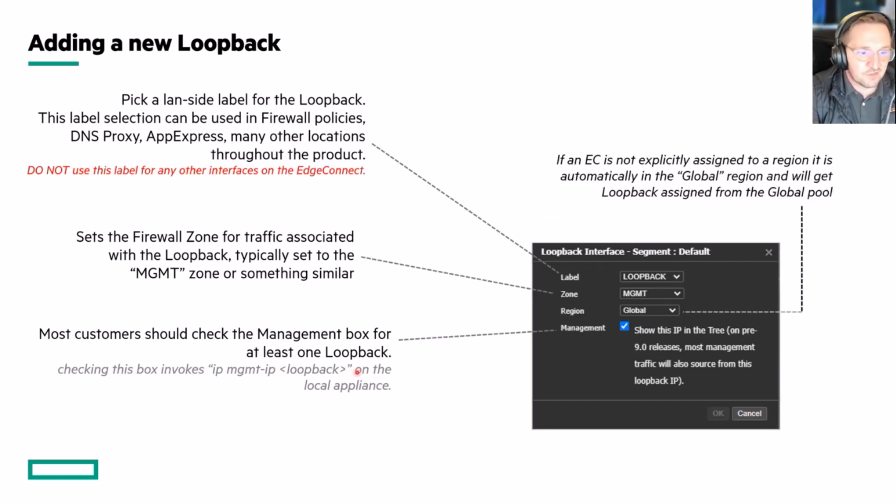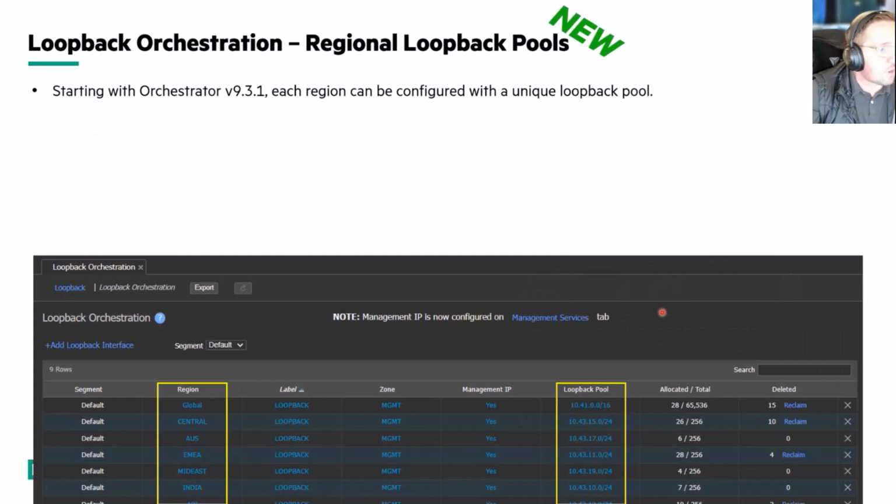And then finally, there's this region selection. This is what's new. Starting in 9.4.1, the reason we're talking about this TOI is we've added this region selector. This dropdown will say global, which means this loopback I'm configuring applies to any IPs that aren't in a region that has a loopback. However, you can now configure a different loopback pool per region. So notice down here at the bottom, we have different subnets, different /24s for each one of these regions. This feature allows you to assign a specific pool on a per region basis.